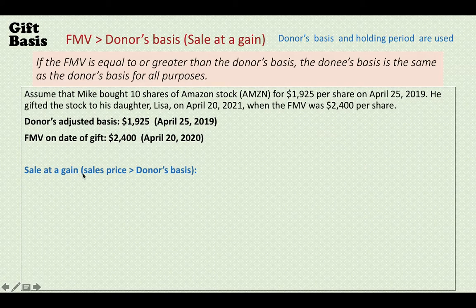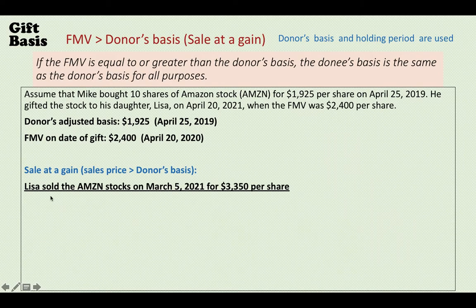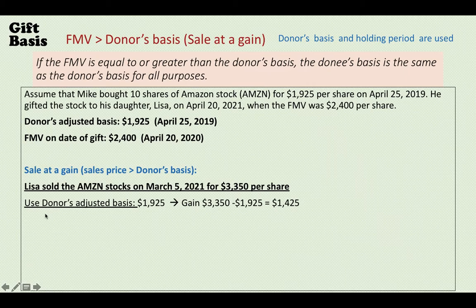So, sales at a gain. Sales at a gain means the sales price is greater than the donor's basis. You can see that Lisa sold the Amazon stock on March 15, 2021 for $3,350 per share. The sales price is greater than the donor's basis, and the fair market value as well. So we use the donor's adjusted basis to calculate the gain. You would get a gain per share of this much.